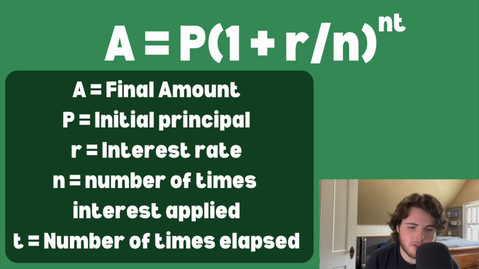So this could be annually, which would be once a year, biannually, which would be every 6 months or twice a year, quarterly, which would be 4 times a year, etc. And T is the number of time periods elapsed, so basically years: 10 years, 20 years, 40 years, whatever.